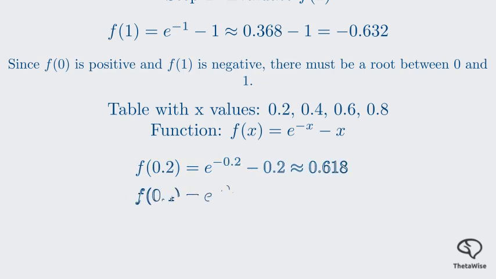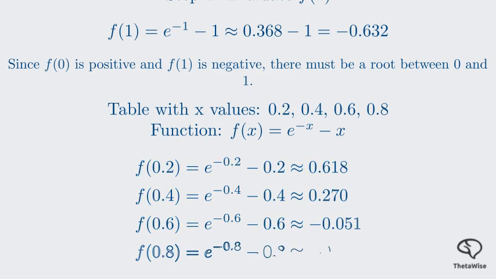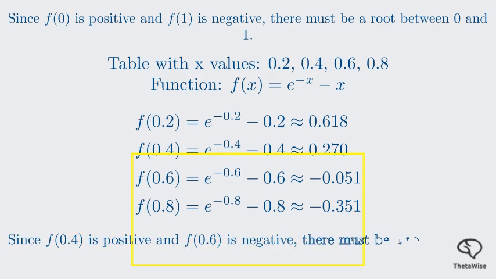f of 0.2 is approximately 0.618. f of 0.4 is 0.270. f of 0.6 is negative 0.051. And f of 0.8 is negative 0.351. Let's highlight the key point in the table. Notice that the function's value changes from positive to negative between x equals 0.4 and x equals 0.6. This sign change confirms that the root we are looking for is located within the interval from 0.4 to 0.6.